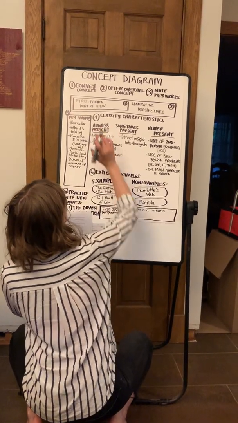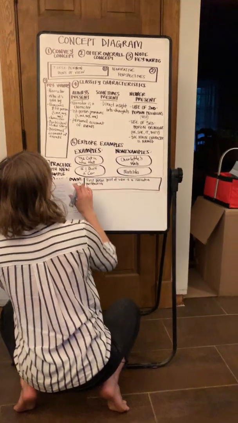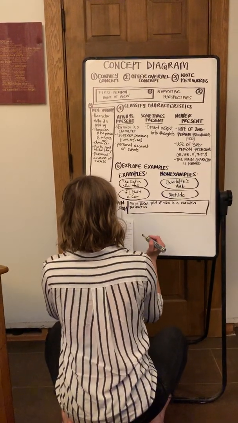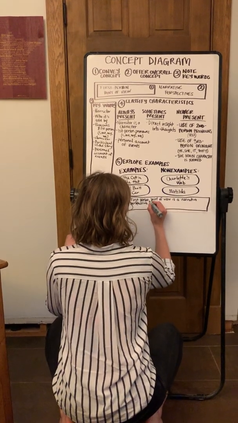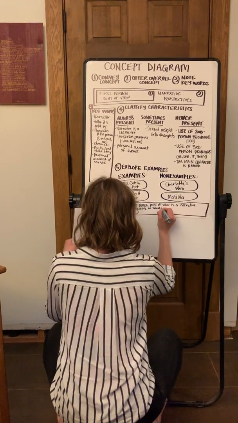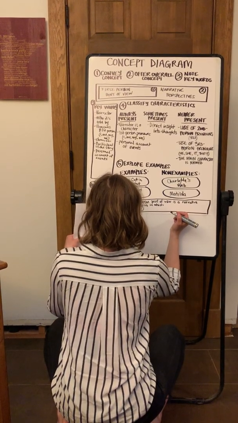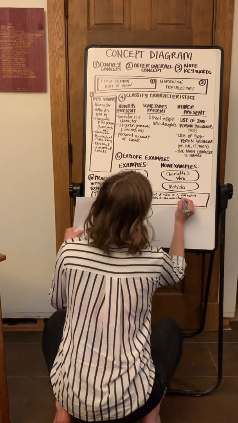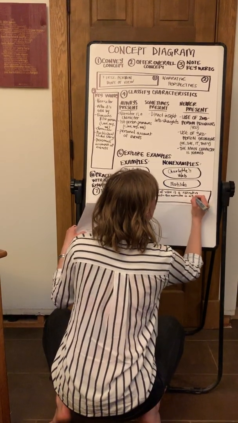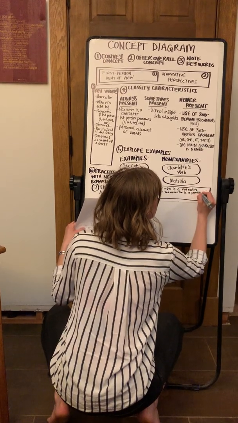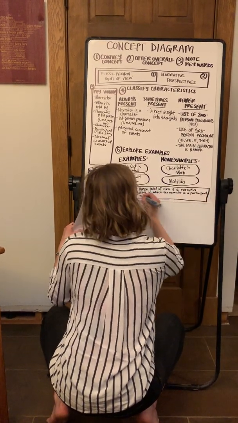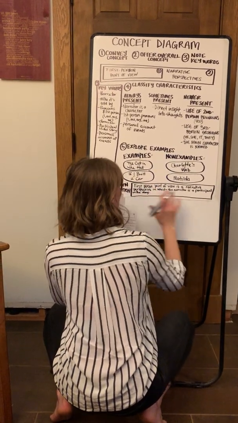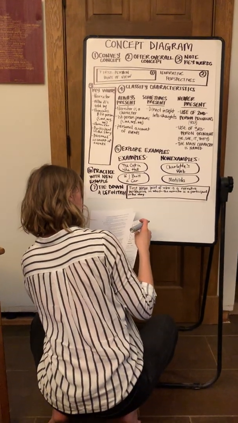And now we just have to include these always present characteristics in it. So to make it kind of concise, we could say, first person point of view is a narrative perspective in which the narrator is a participant in the story.